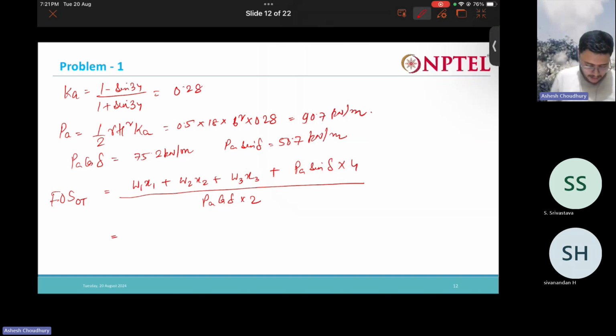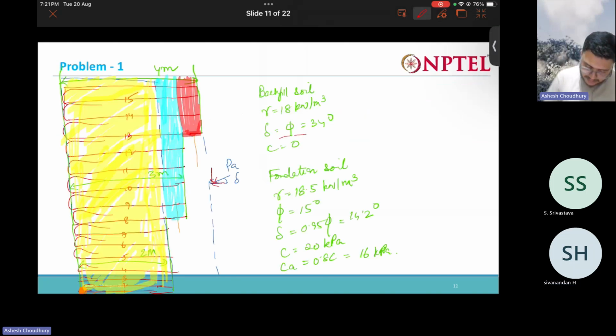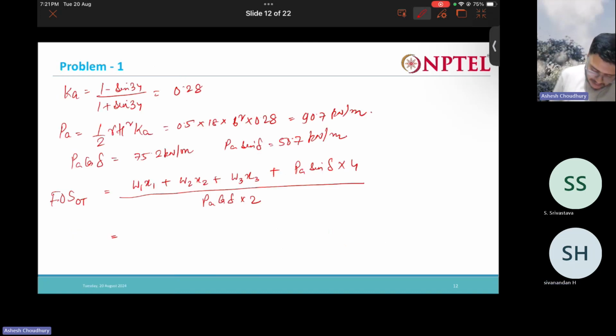What will be W1? W1 is nothing but the area of this yellow triangle. Total height is 6 meters, times this width, which is 2 meters. So 6 into 2 into 18. And what is x1? 2 is the width, so x1 is 2 by 2.